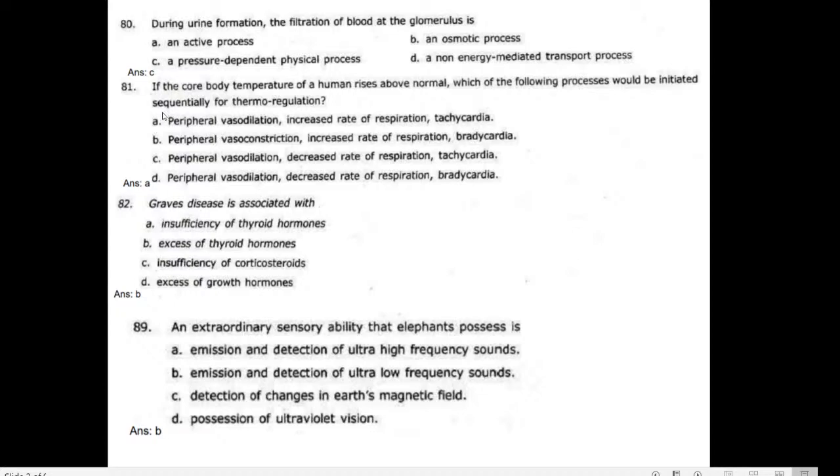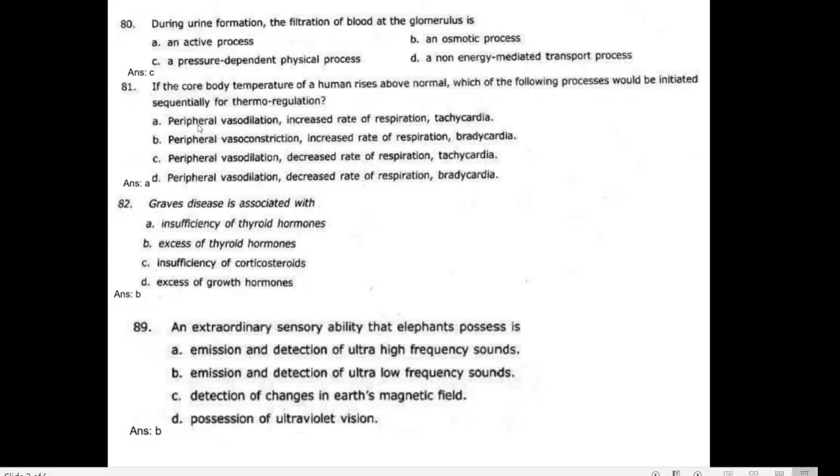The next question is: if the core body temperature of a human rises above normal, which of the following processes would be initiated sequentially for thermoregulation? The normal temperature is 37 degrees Celsius. If it increases above that, they ask which of the following processes would be initiated sequentially for thermoregulation.